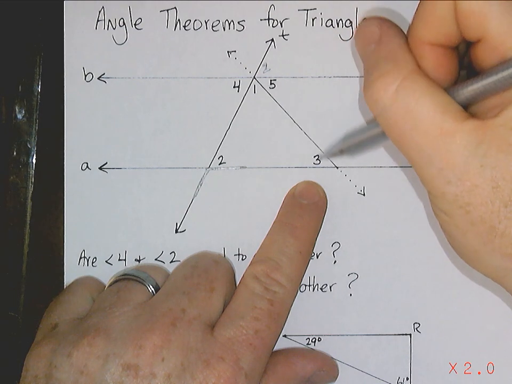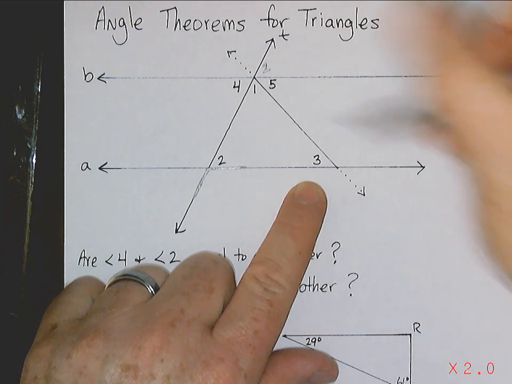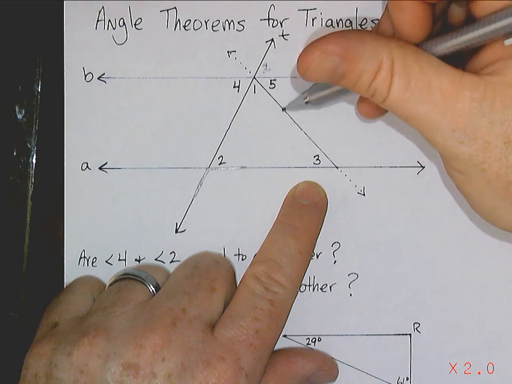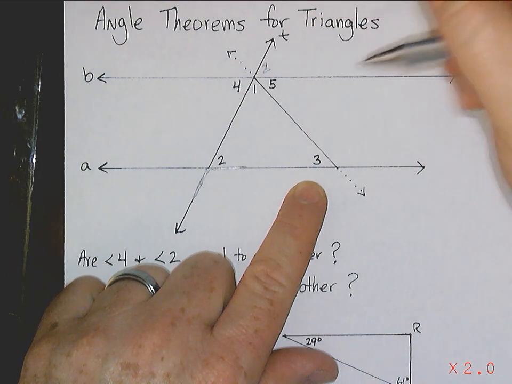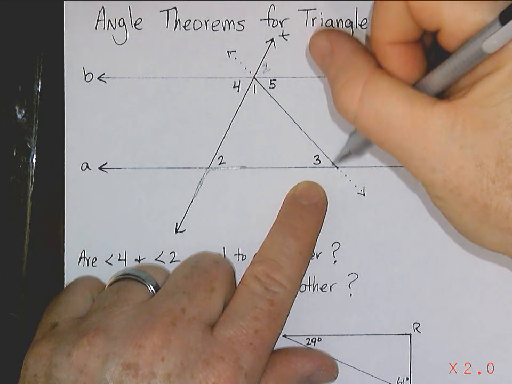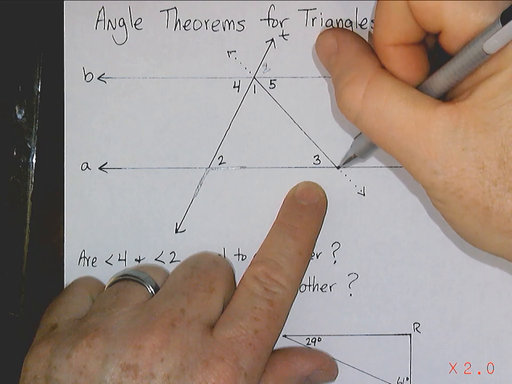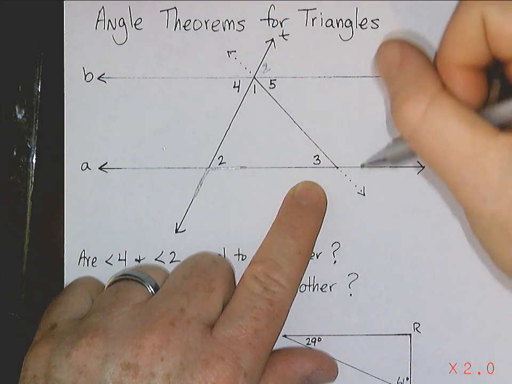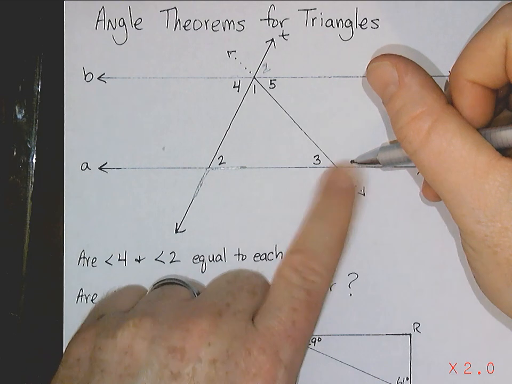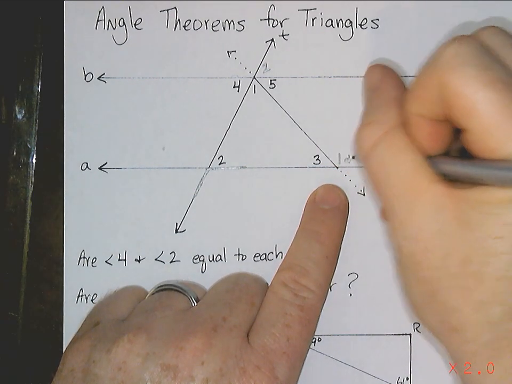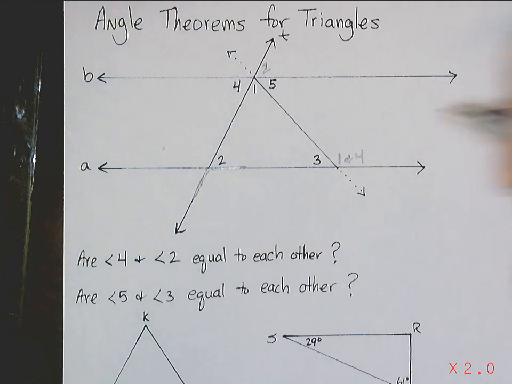because they're what we call alternate interior angles. They're inside the parallel lines, on alternate sides, and they're equal to each other. This equals 1 and 4. So if you combine 1 and 4 together, you get this right here. This is 1 and 4. That's what creates this side.